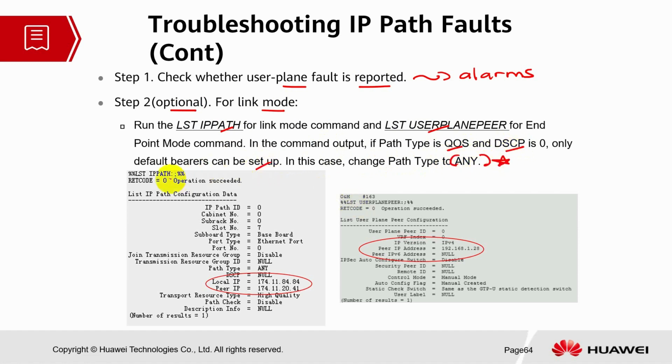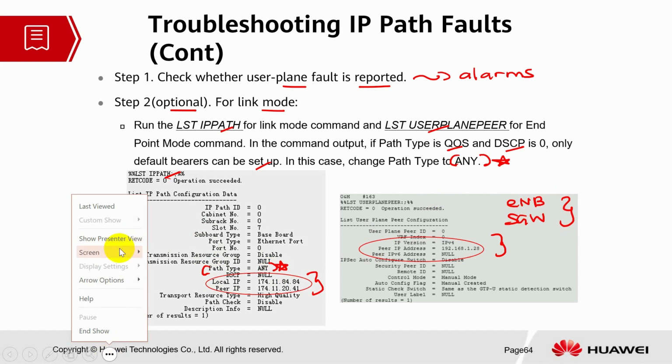So when you list the IP path, make sure the IP address is configured accordingly. And this is referring to the S gateway from the eNode B side. eNode B to S gateway, because this is user plane. And make sure the path type is any. If it's DSCP 0, that means it will only set up the default bearers, which is not giving any services. So let's check into these details in our lab.